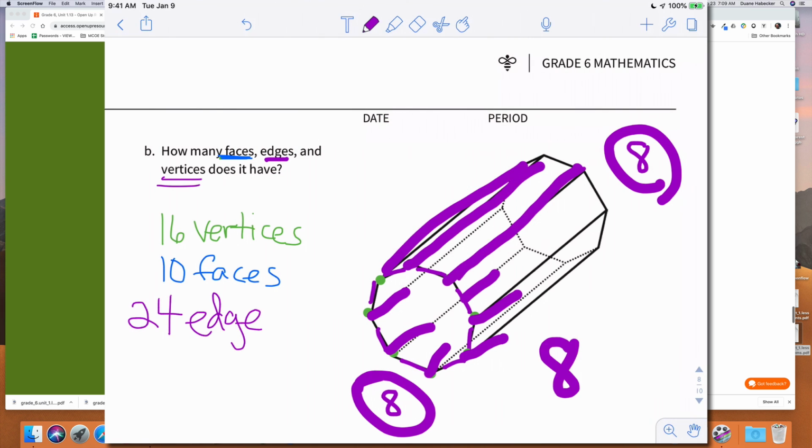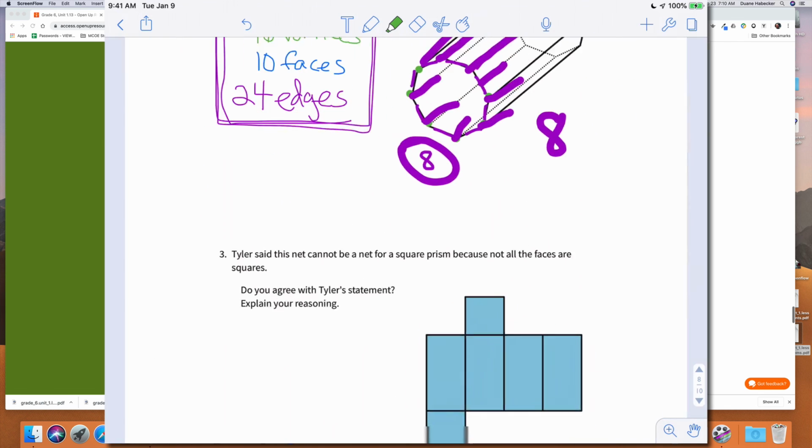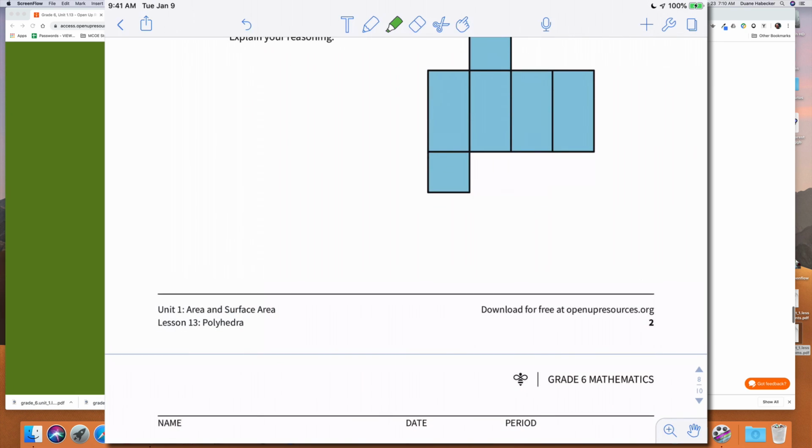Now, I don't know if they're going to go into this, but there's a wonderful Euler's formula that connects the edges to the faces to the vertices in a beautiful, simple little formula. So be looking out for it. We'll see if they talk about that in this curriculum.